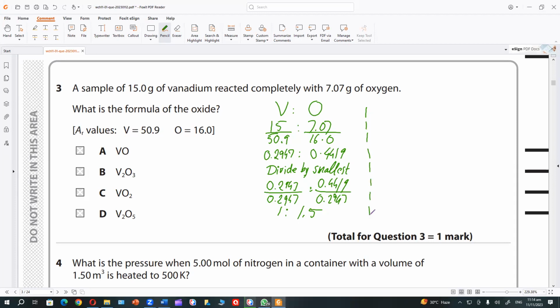So if it is 1 is to 1.5, so should I balance it by multiplying by 2 or what should I do? Because 1.5 is not a suitable number now. Yeah, you multiply by 2. So it's 2 is to 3. So when it is 2 is to 3, then it should be B.